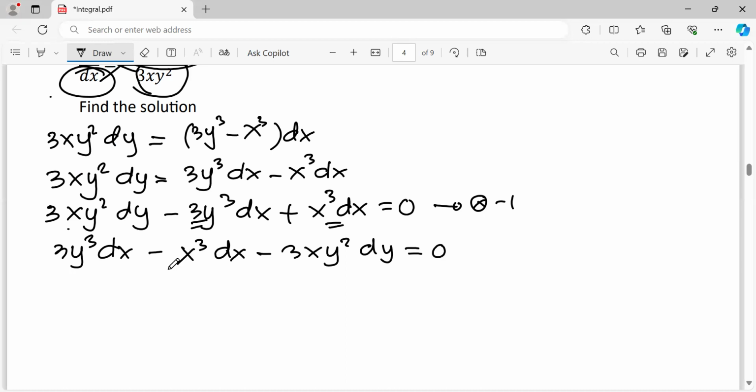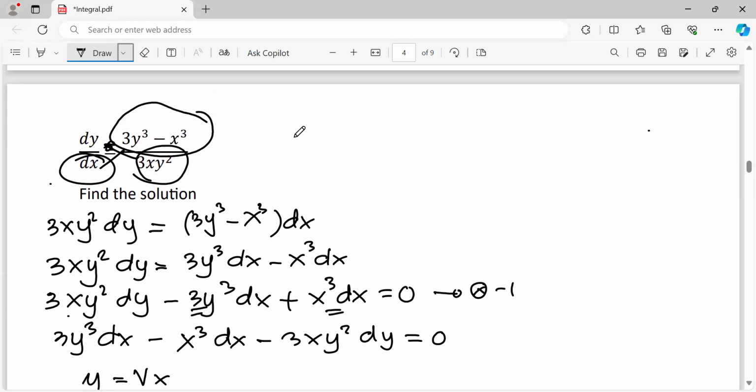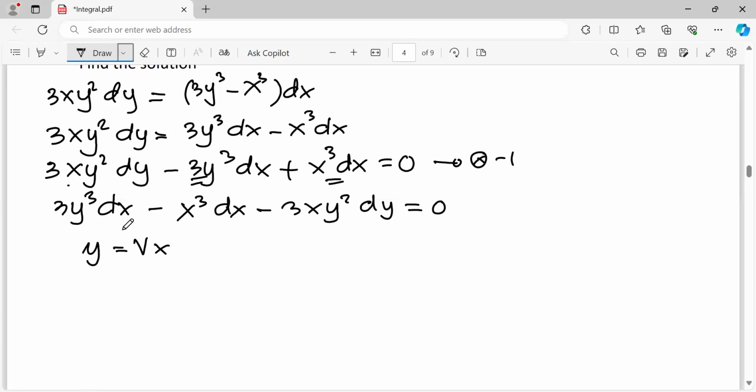Now, I'm going to use substitution. y equals vx, because this differential equation actually is a homogeneous differential equation, right? And the substitution is y equals vx. If y equals vx, it means v equals y over x, and dy equals v dx plus x dv.